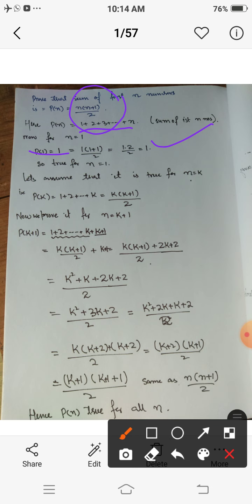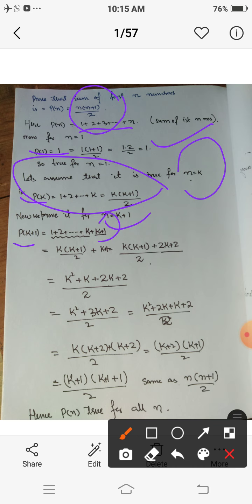Hence this statement is true, meaning p of 1 is true. Now let's assume that the given statement is true for n equals k. That is, p of k is actually 1 plus 2 plus up to k, because the sum of the first k numbers is k into k plus 1 by 2. Now this is the assumption. Now we will prove this for n equals k plus 1. Now p of k plus 1 becomes 1 plus 2 up to k plus 1, because if we have to find the sum of the first 7 numbers, it is 1 plus 2 up to 7, then 7 plus 1, which is k plus 1 also. So it is 1 plus 2 up to k plus 1.